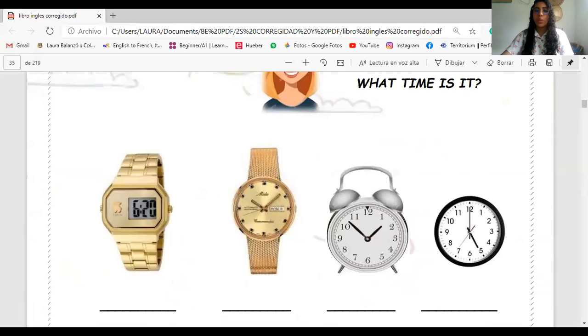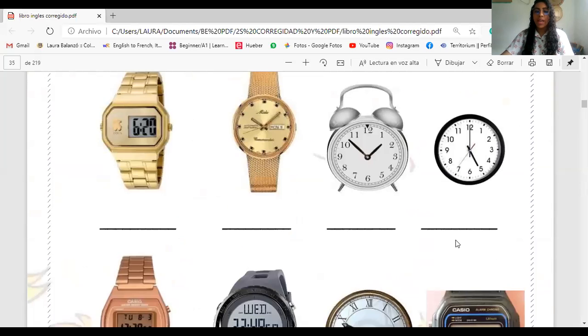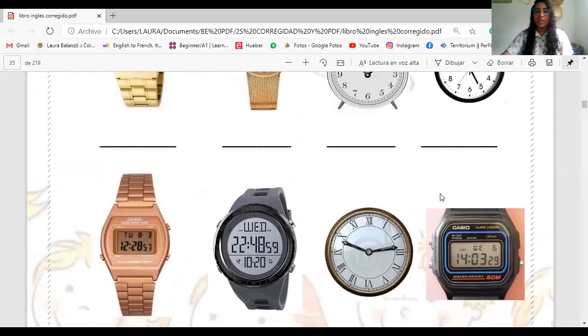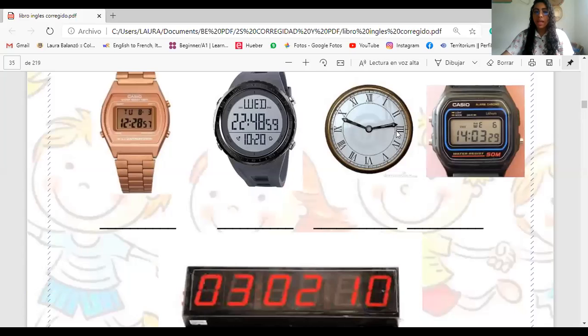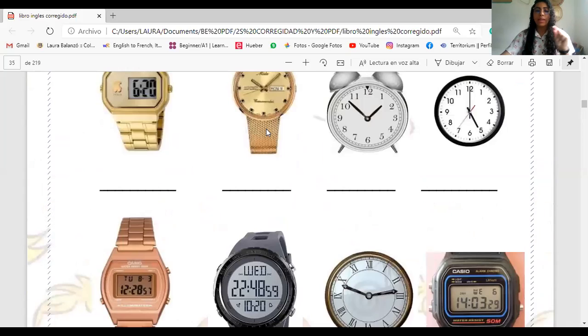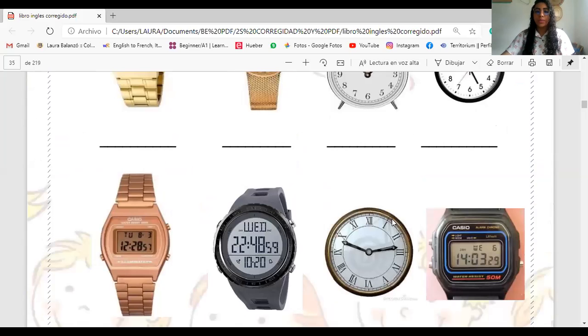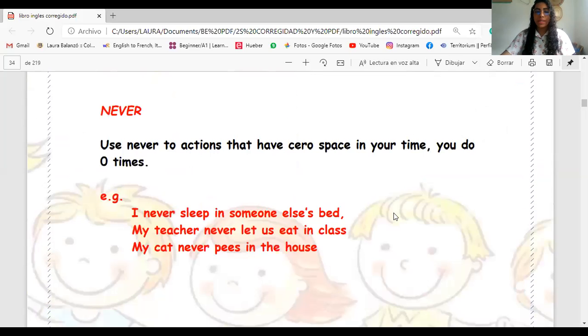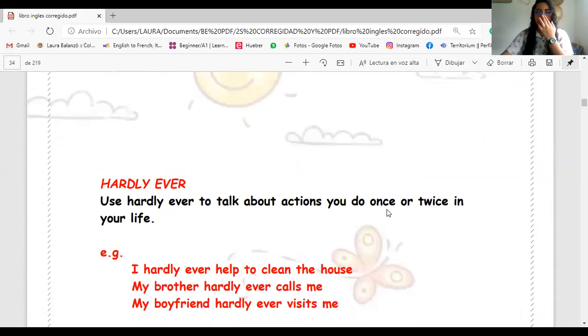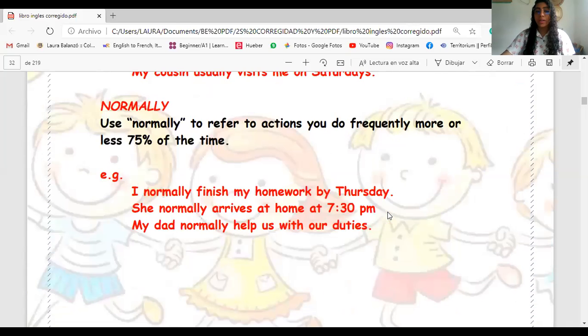And to finish, what time is it? Is it 6:20? Is it 7:45? Is it 7:49? Right? With our vocabulary, we're gonna guess what time it is and we're gonna write it down in letters. Vamos a averiguar qué hora es y la vamos a escribir en letras. All right? So that's basically the explanation for this week's topic about adverbs of frequency.